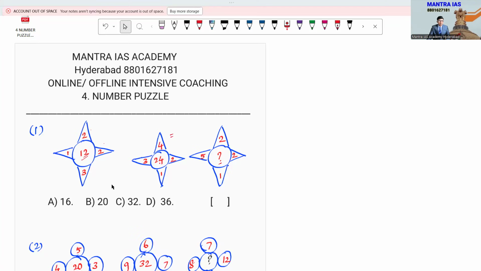See, friends, this is the type of question here. The middle number is 12. In this case, how much comes in place of 24 here? In this case, we have 12, right? So the options are 16, 20, 32 like that. So before starting this topic, I'll just give you an idea.